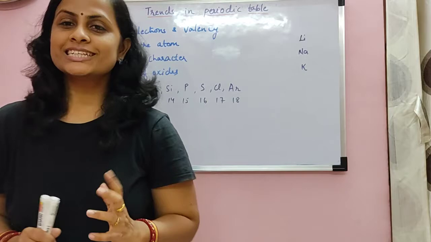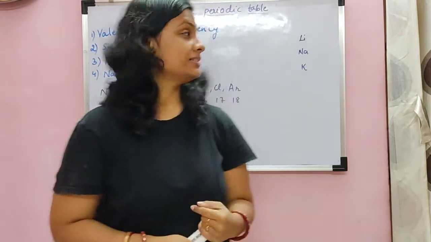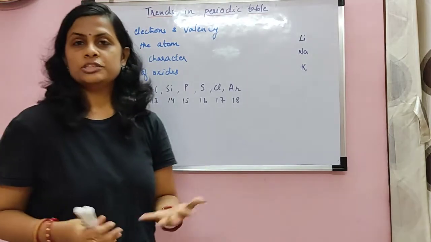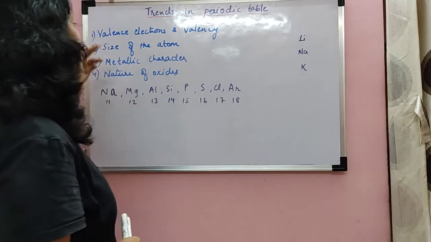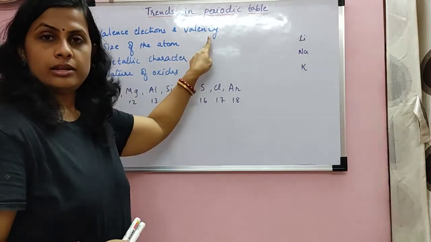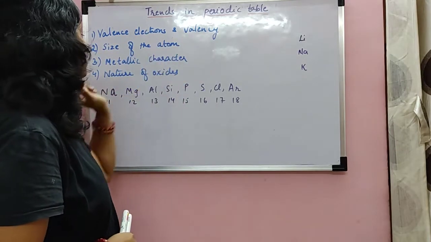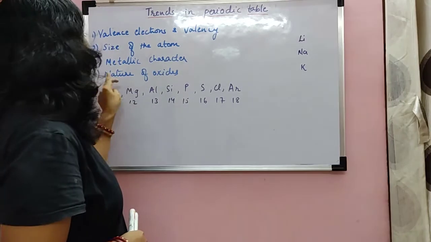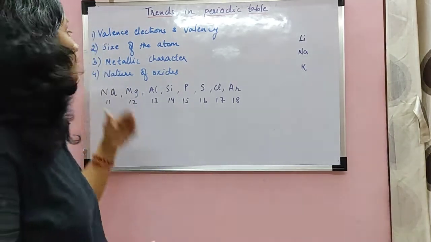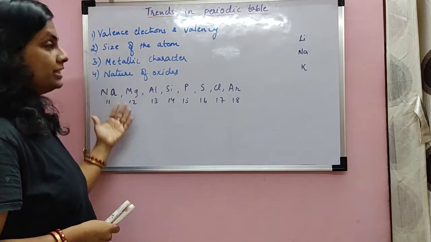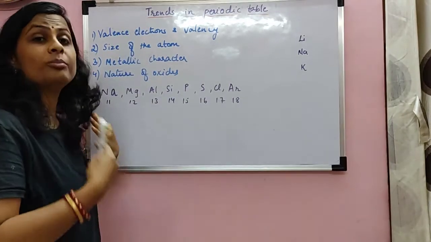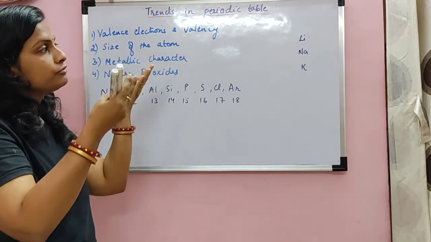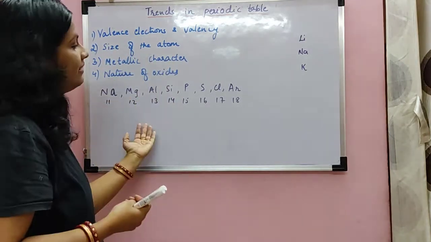So today we will be discussing a new chemistry topic, that is trends in the periodic table. According to the CBSE syllabus there are 4 trends given in the NCERT textbook, that is valence electrons and valency, then size of the atom, metallic character, and nature of oxide. So we will be dealing with all the 4 trends in the periodic table, what is happening when it moves from left to right and when it is going from top to bottom in a group and in a period.